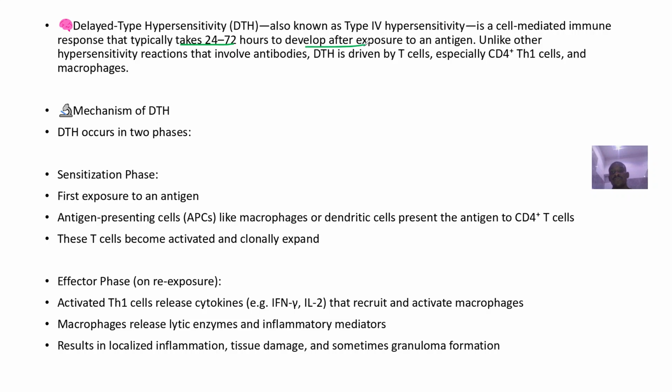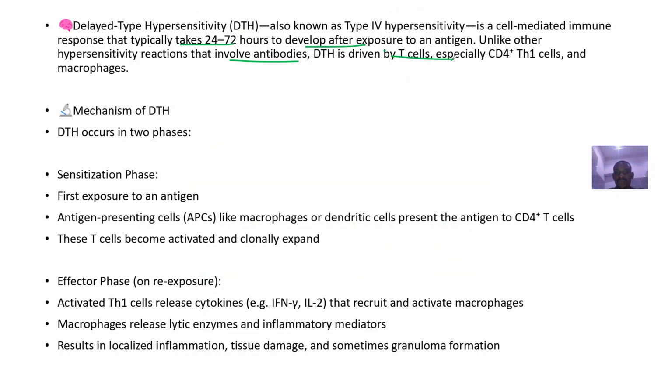for it to develop after you have been exposed to the bad guys. So unlike other hypersensitivities that involve antibodies, this one is cell mediated. So it's T cells, especially the CD4 Th1 cells and macrophages.